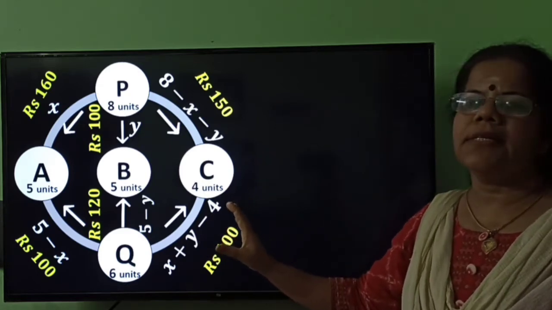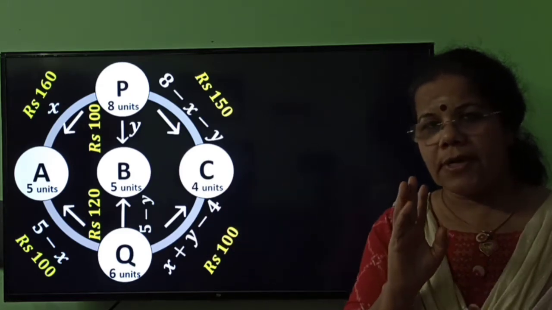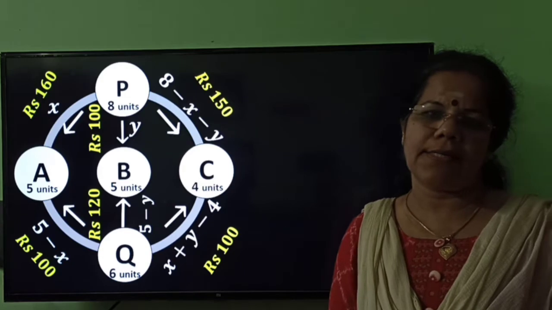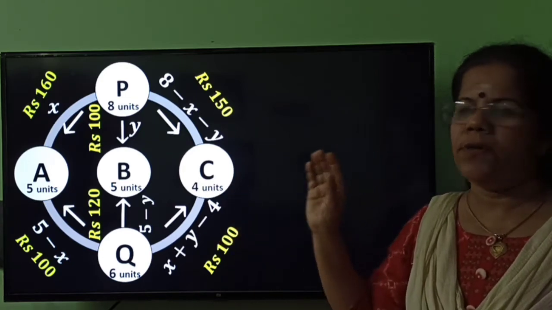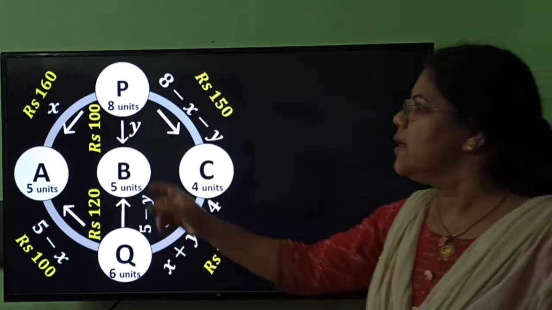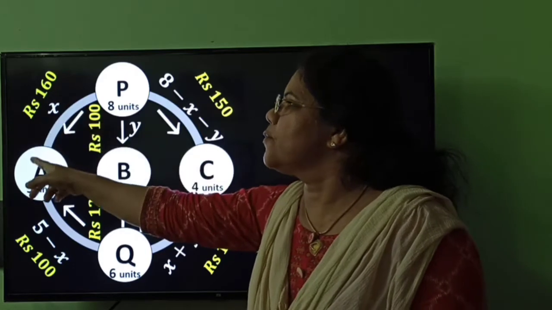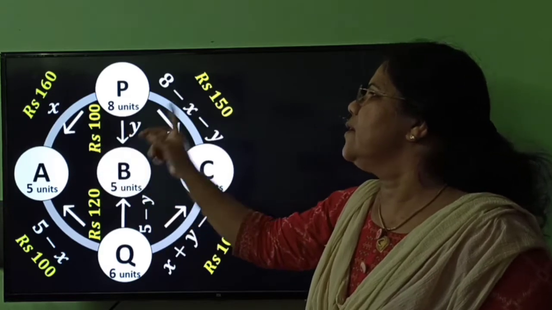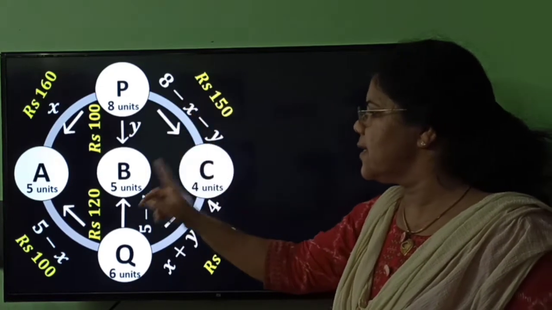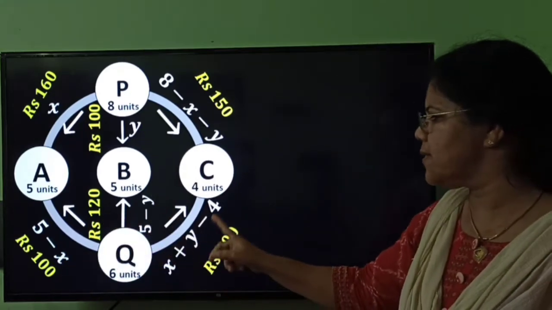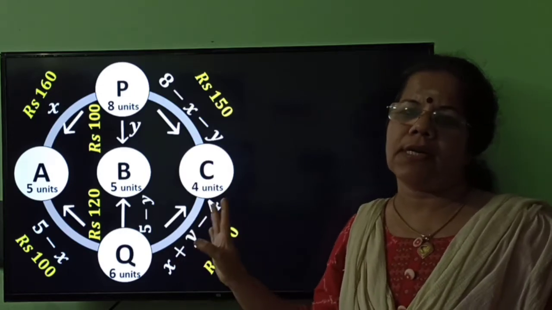Now, using this, we have to frame the function to be minimized as well as all the linear constraints. From this it is possible to frame everything. For example, the function to be minimized: the transportation cost per unit is 160 rupees, so for X units it is 160x plus 100y plus 150 into (8 minus x minus y) plus 100 into (5 minus x) plus 120 into (5 minus y) plus 100 into (x plus y minus 4). This is the total transportation cost, and this is the function to be minimized.